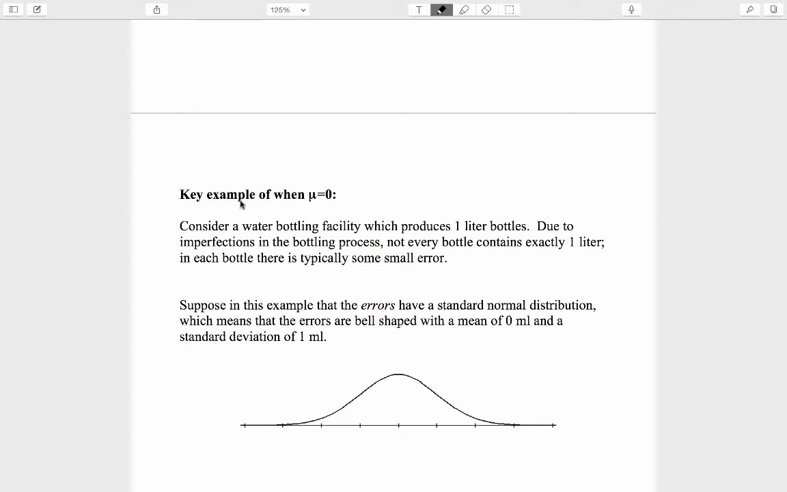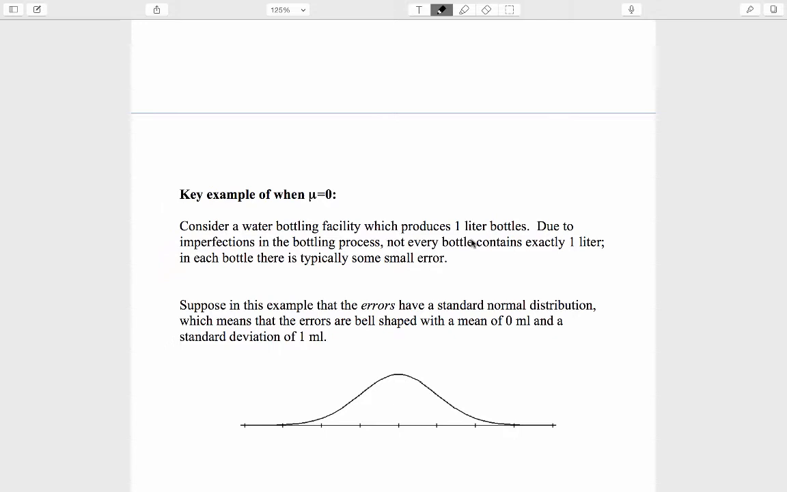Here is a key example that arises often in real life of when mu equals 0. So what kind of data set would have some negative numbers, some positive numbers, but their average is 0? Consider a water bottling facility which produces 1-liter bottles.